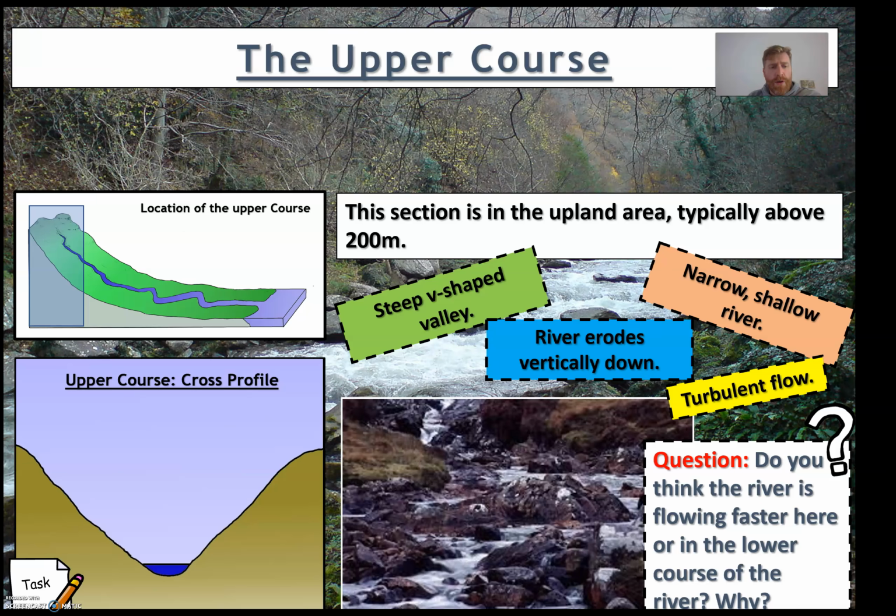So the upper course, you should have drawn a cross profile that looks something like that. And if you want to add some notes to your upper course, you might add the fact that it's a steep V-shaped valley. You might add the fact that the river erodes vertically downwards. You might add information that the river is narrow and shallow. You might add the information that it's a turbulent flow. We'll move on to the next one.